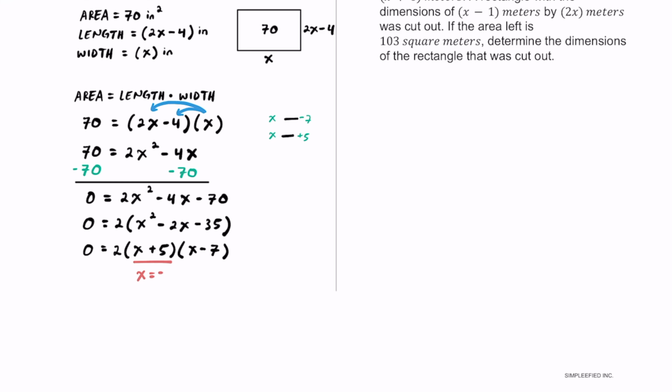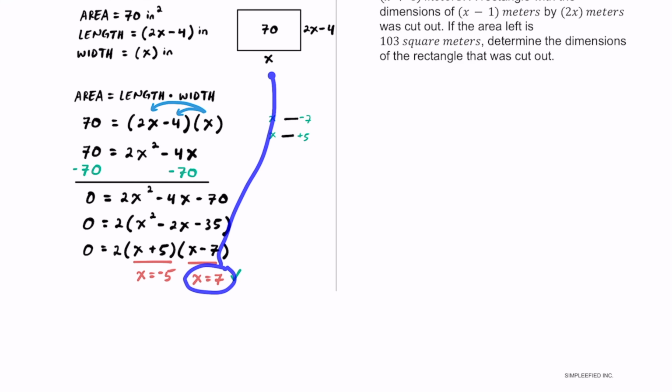So if x was negative 5, then this whole right side would become 0. And if we look at this x minus 7, if x happened to be positive 7, then that would become 0 and the whole right side would become 0 as well. So we have these two solutions, but if we take a look at this x equals negative 5, we're not going to have a negative length or a negative width, so we're going to go ahead and ignore that for now. However, when x is equal to this positive 7, that seems to check out okay.